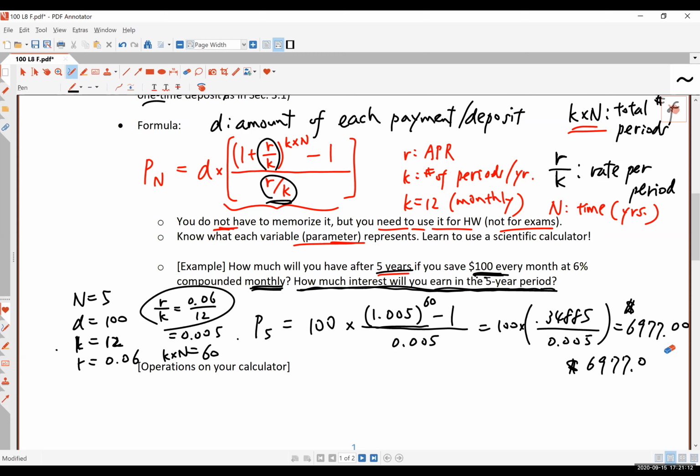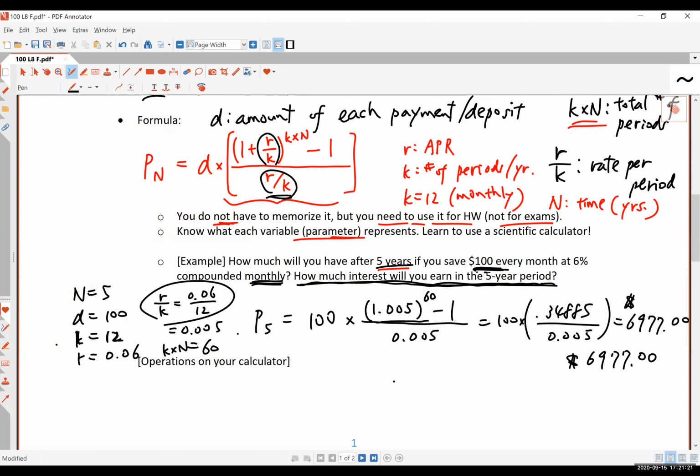Not quite, but close to 7,000 at the end of the 5-year period. Okay. Now, here's the second part of it. Now, the total deposit, how much are you depositing? Now, for this, you don't have to worry about the time value of the money. Okay, total deposit is basically how much money you're depositing altogether.